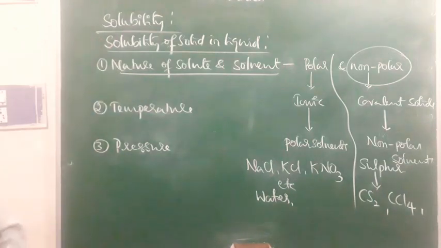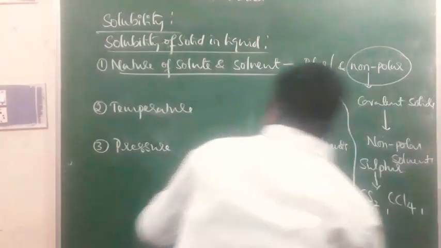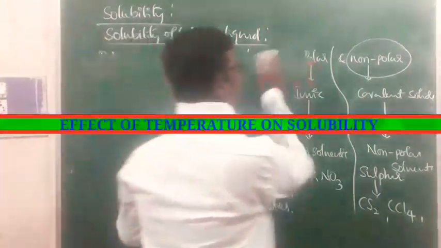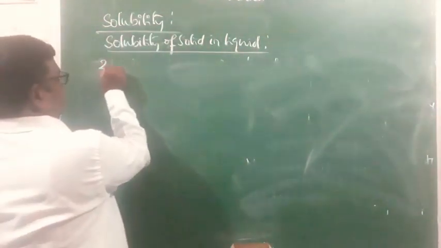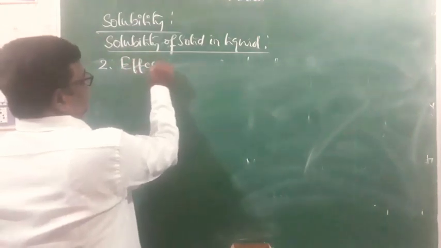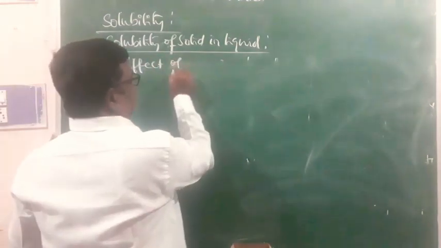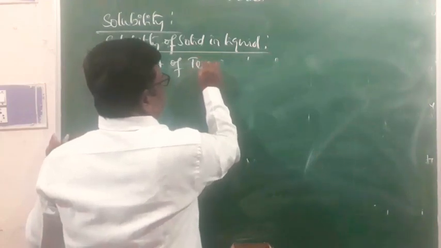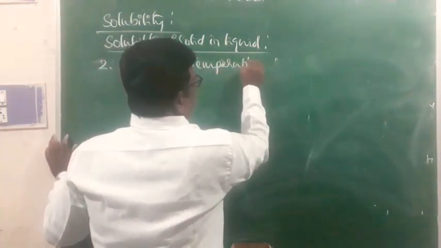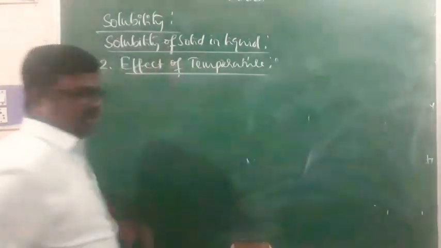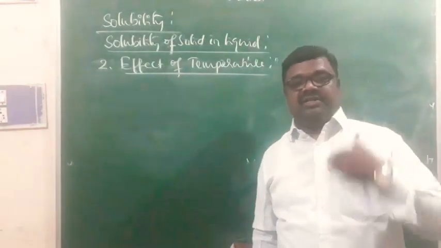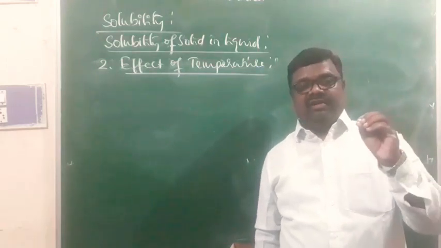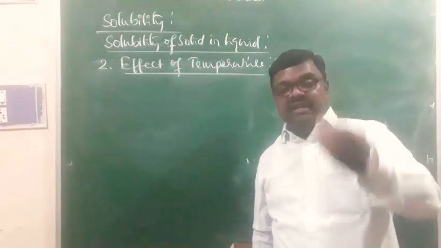Now at this moment, we'll go for the second factor, that is, the effect of temperature on the solubility of solid in liquid. Temperature affects the solubility. What happens to the solubility of solid in liquid upon changing temperature? When the temperature of a solution increases, the solubility of a solid in liquid may increase or decrease.